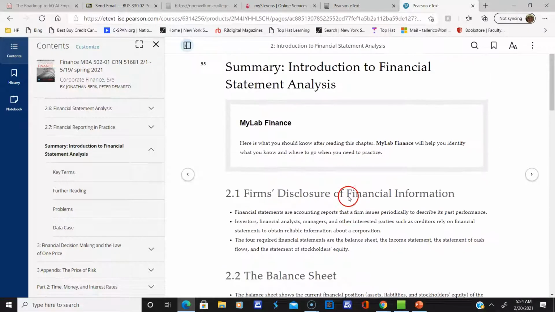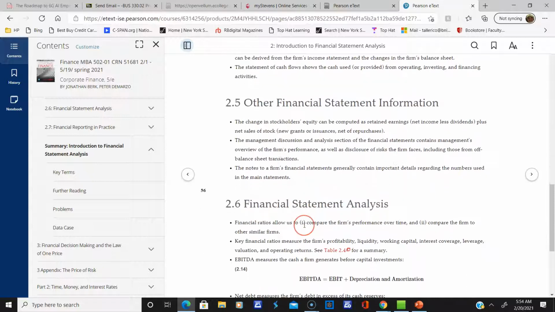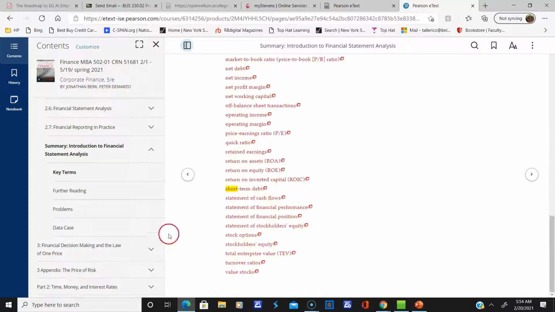All right, so that's it. Here's the summary of everything you'll need here. The income statement, and this is a nice summary here with all the ratios. So that ends it for chapter 2.